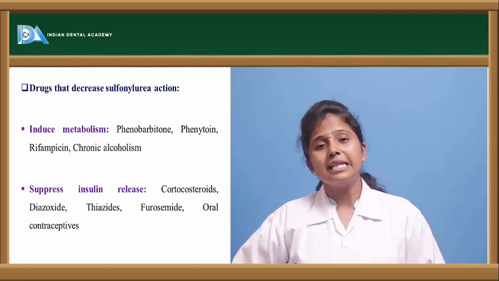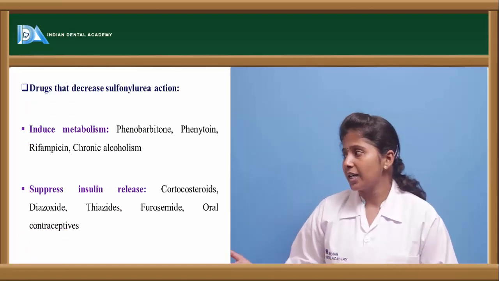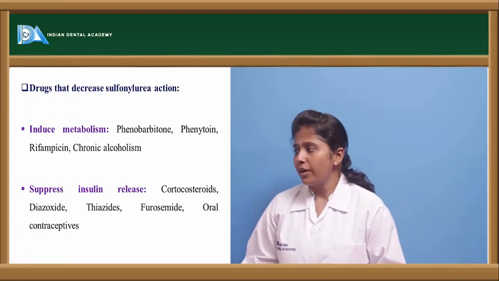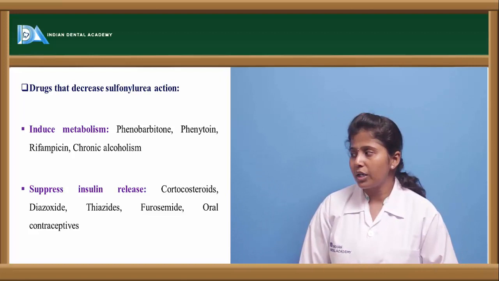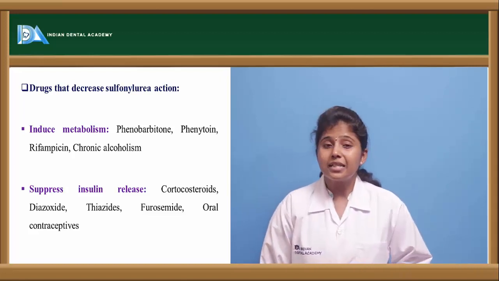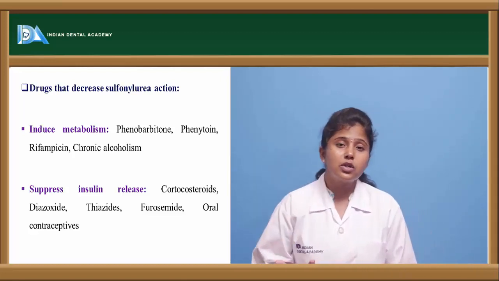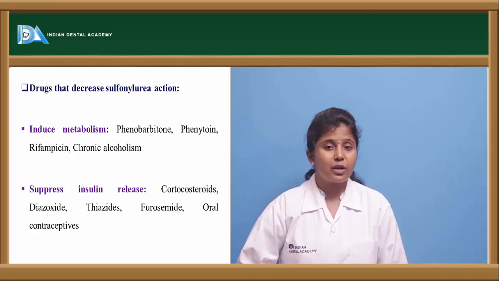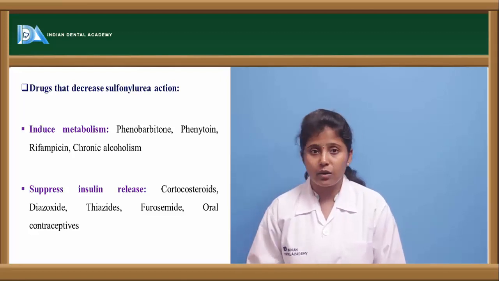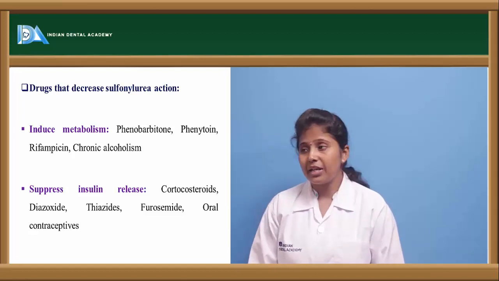The drugs which decrease the action of sulfonylureas are drugs like phenobarbital, phenytoin, rifampicin, and chronic alcoholism. These are the drugs which promote the metabolism of these sulfonylureas. Once they are metabolized, they get excreted out of the body, and thereby they have less effect.